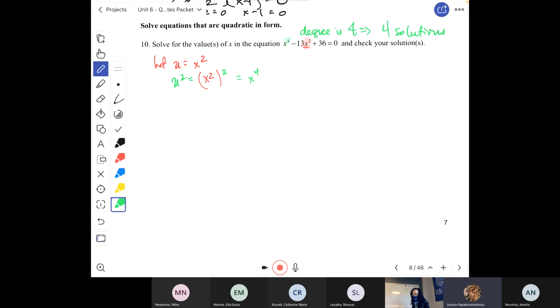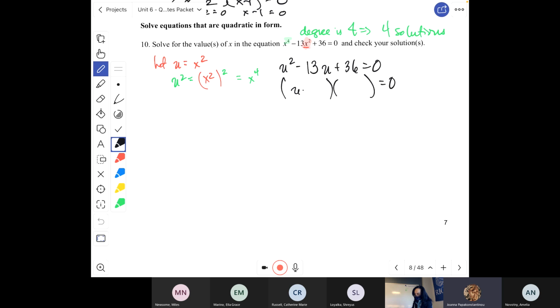So once I've introduced this, I can rewrite this problem using u. X to the 4th is u squared, minus 13u plus 36 equals 0. Do you see how I've introduced a new variable to make this problem easier? Now, this is a beautiful little quadratic trinomial. I can factor that. What are my 2 factors?